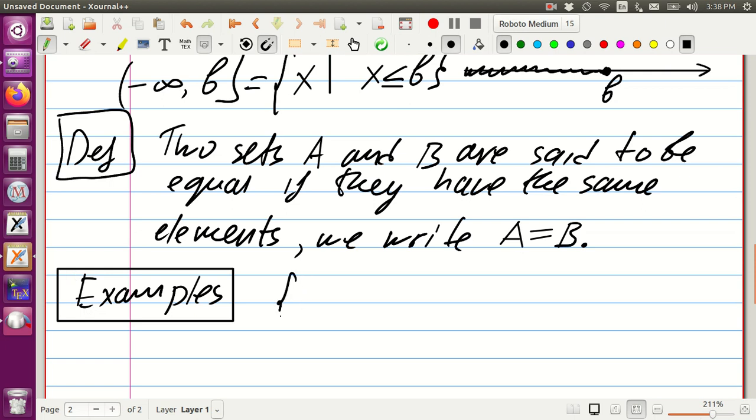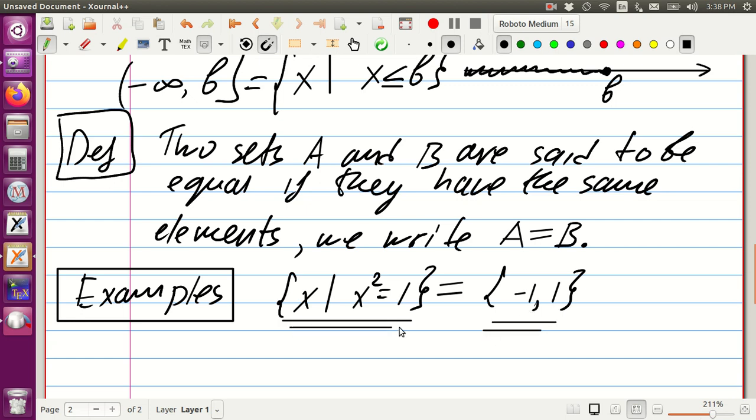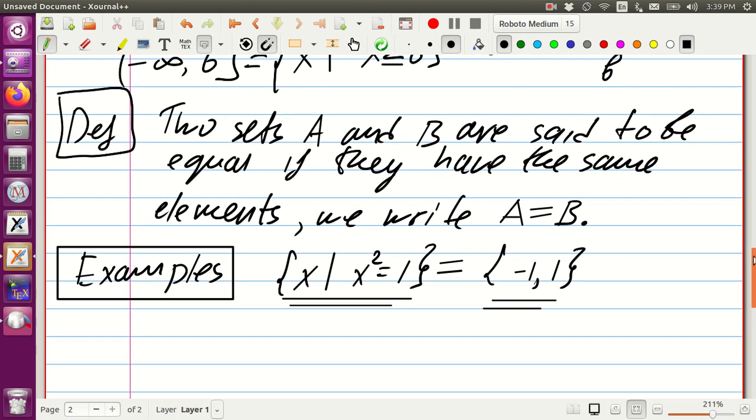For example, if we take a set of all x such that x squared is equal to 1, and on the other side we take the set which is -1 and 1, so we list elements on the right and we use set builder notation on the left, but no matter what, the solution of the equation x squared equals 1 would be -1 and 1, which is exactly the set on the right. So we put an equality sign.